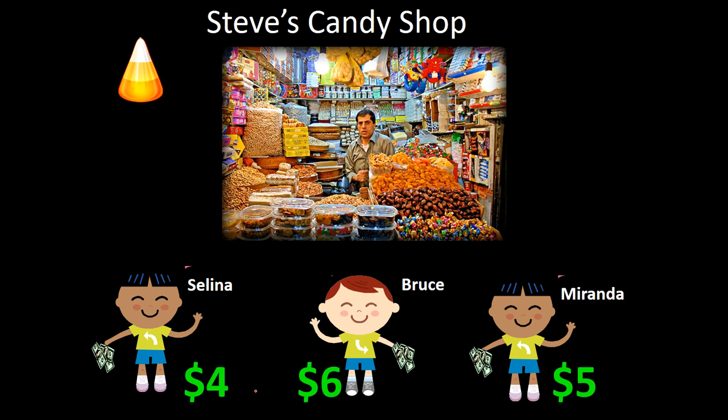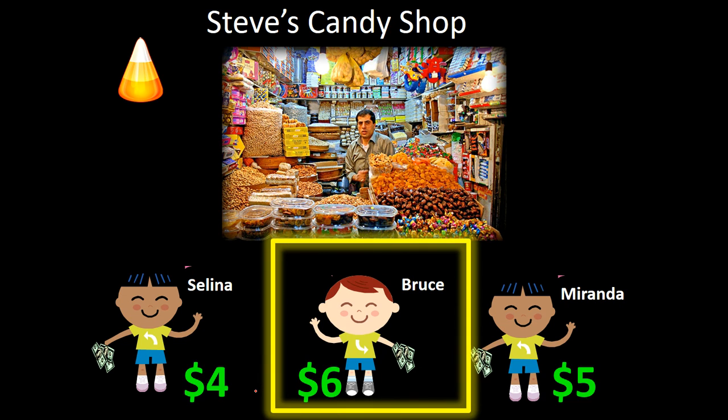All right, Selena, you've got $4. Bruce, you've got $6. Miranda, you've got $5. Some of you are probably already realizing this is disappointing, because I don't think Selena and Miranda are going to get the candy after all. So we go back to Steve's candy shop. Steve's like, all right, what do you guys got? Selena 4, Bruce 6, Miranda 5. Oh, too bad. Bruce still gets the candy. Well, that didn't help. It's worse than you think. This is unfair. Well, don't use the word fair. It's not cool for Selena, and it's not the best situation for Miranda.